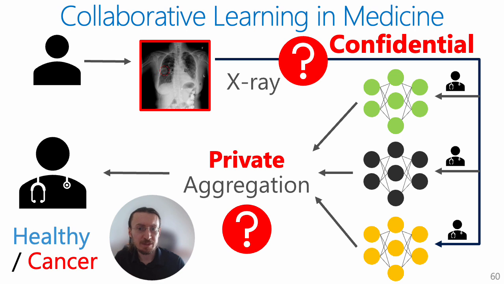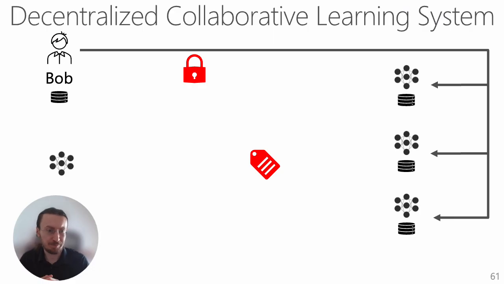The second problem is that the answering hospitals have to prevent others from inferring anything about their own private data. So this is the data on which these hospitals trained their own machine learning models. So the question is how we can solve these two problems.